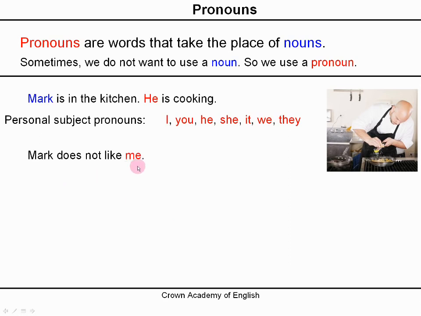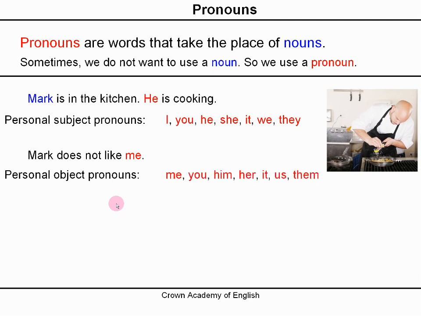Mark does not like me. Okay, so my name is Andrew, but perhaps in this sentence we don't want to say my name, we just want to refer to me. So this is an example of a personal object pronoun, and it's describing a person. Here are all the personal object pronouns: me, you, him, her, it, us, and them.